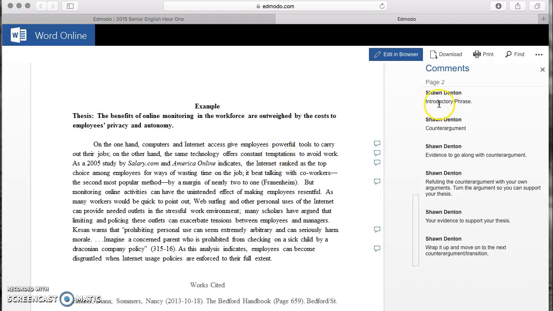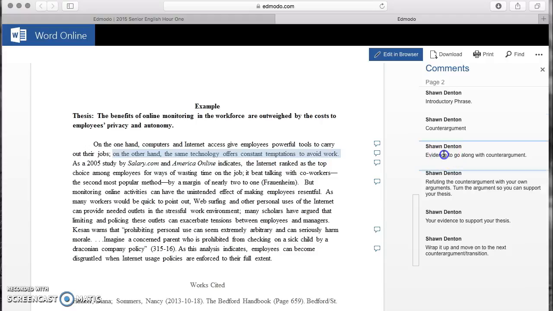Okay, so with that said, let's look at this paragraph itself. We first start off with the introductory phrase that I told you about, or one of the phrases you could use. So it says the following: on the one hand, and after that, it gets into the counterargument. I'll just go ahead and read it for you. On the one hand, computers and internet access give employees powerful tools to carry out their jobs. Now here's the counterargument. On the other hand, the same technology offers constant temptations to avoid work.